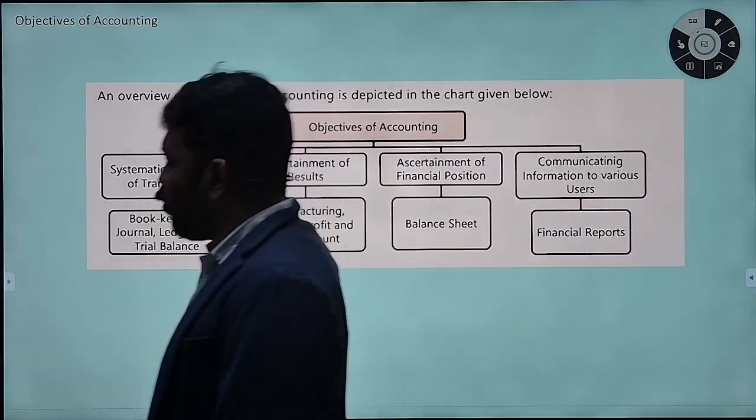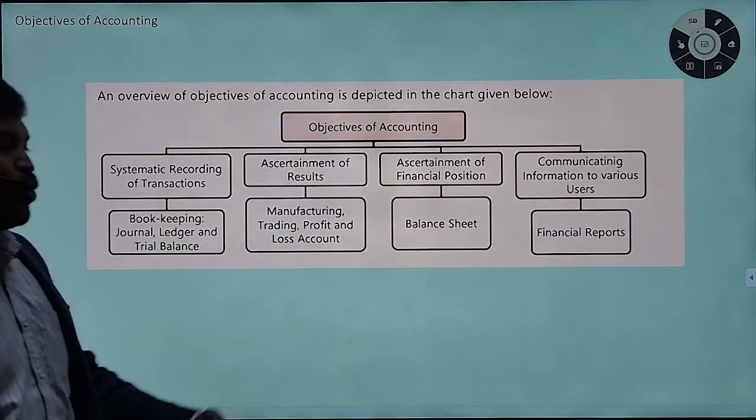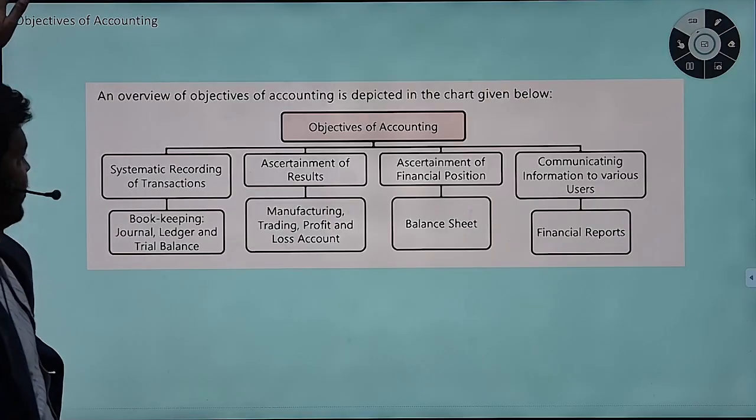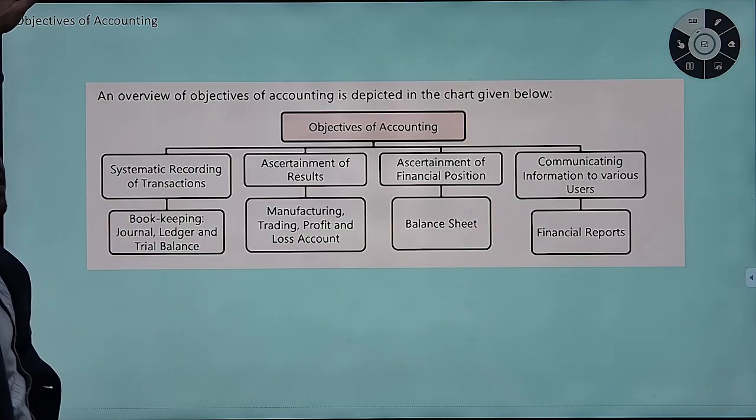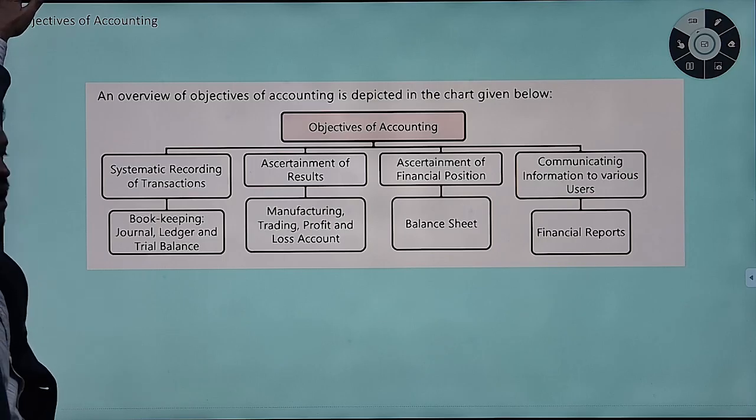This is an overview of accounting, just what you know, just putting it in this manner. Systematic recording of transactions. Systematic: there should be a system, there should be a journal in place, a separate book in place. You have to record daily. You should appoint one person who has the ability to understand the transactions and record correctly.